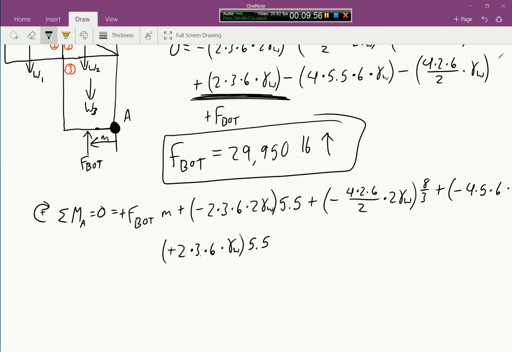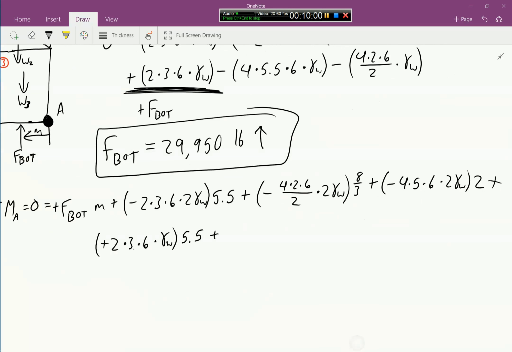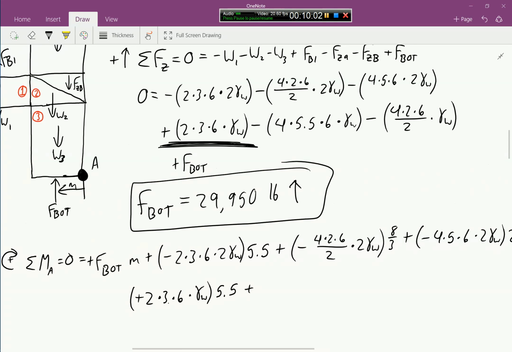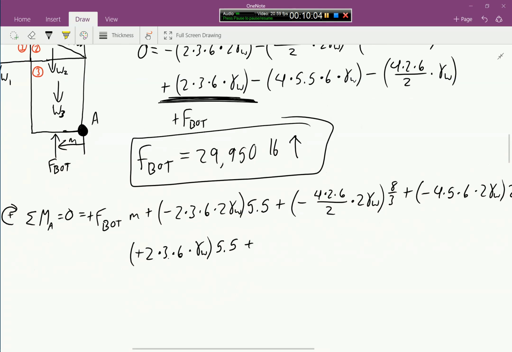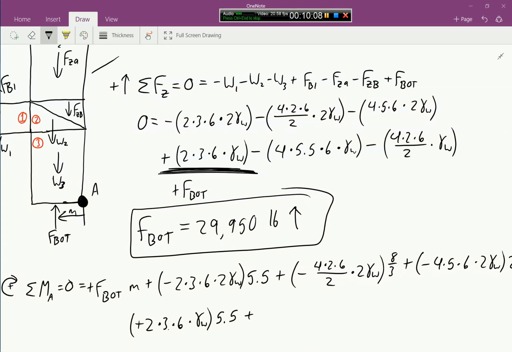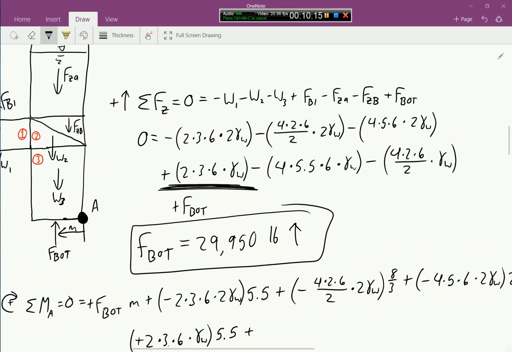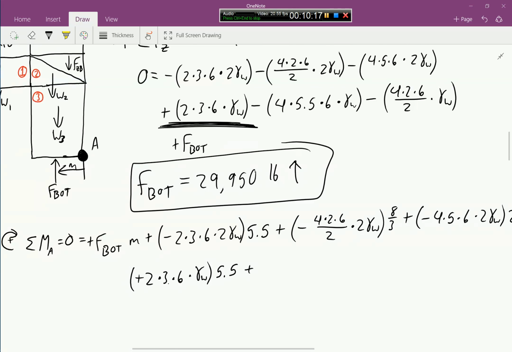Now we get into the trickier part of things, which is FZA and FZB. The reason I split that up into two different forces is in order to do this moment analysis, which you guys should probably get in the habit of doing. If we have some kind of composite shape like this with a triangle and a rectangle, you should probably try and split it up. It'll make it easier on you guys.